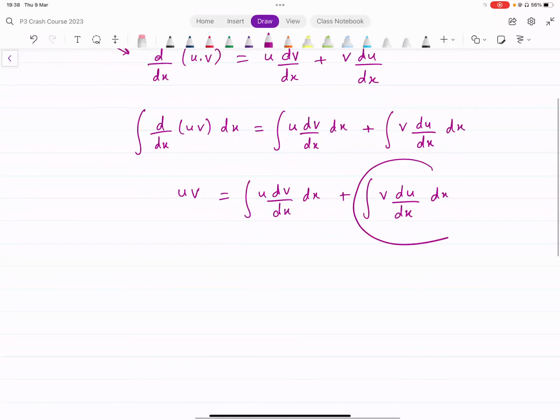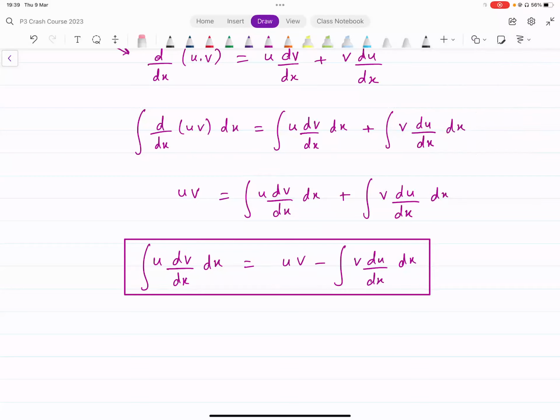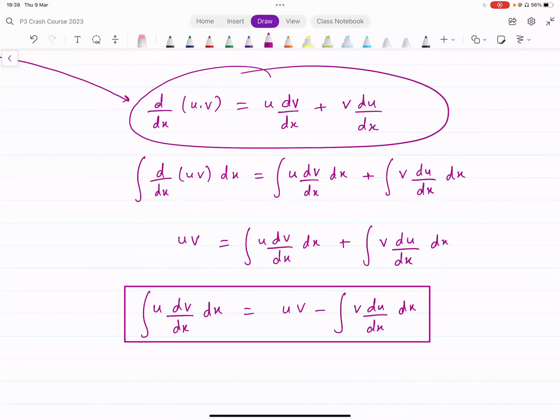Now, if I make this the subject, it gives me the integral of u into dv over dx with respect to x, and that is equal to u into v minus the integral of v du over dx with respect to x. And that's exactly what the integration by parts formula is. So it actually comes from this differentiation notation.